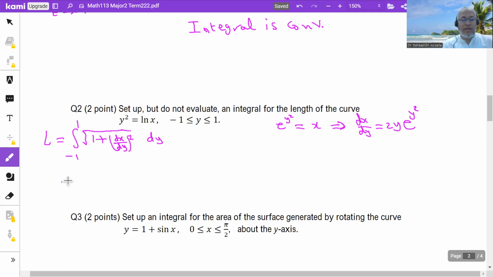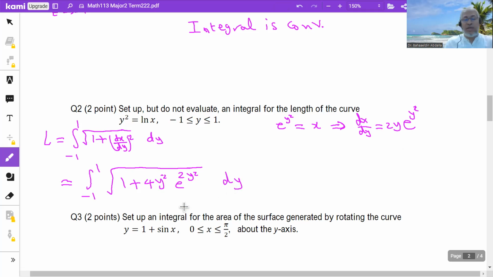So I can write the answer, he said setup, okay, from -1 to 1, square root of 1 plus this one, dx over dy squared. When you square it, you can either write it 2y e^(y squared) all to the power 2, or you just square it, so 4y squared. And when you raise e to the power y squared to the power 2, you will have e to the power 2y squared dy. So that's the answer.